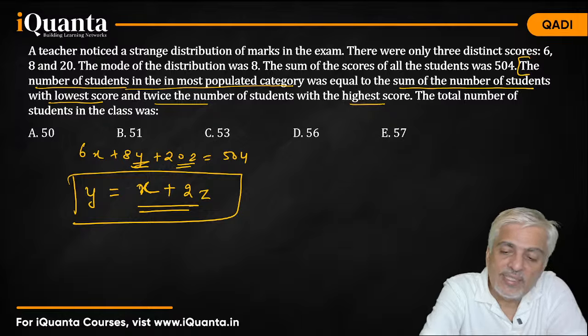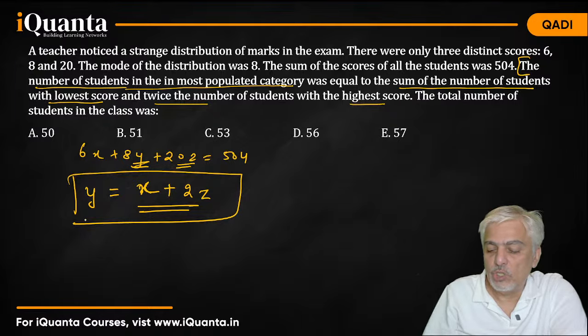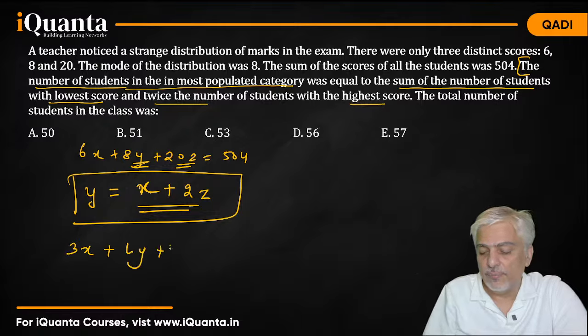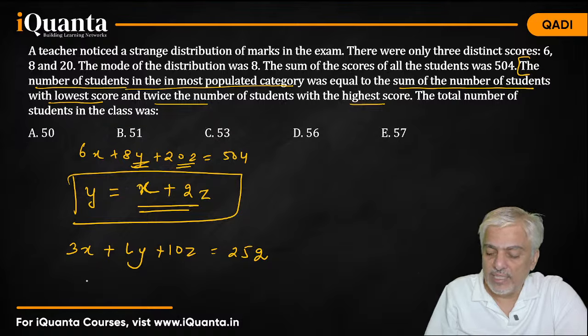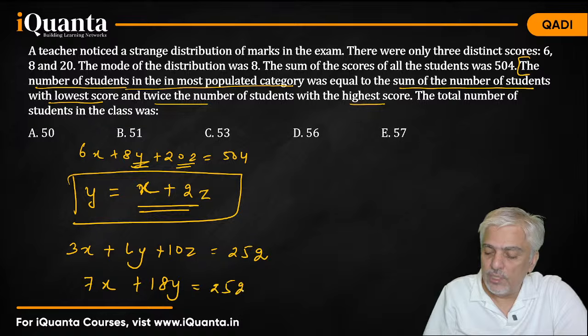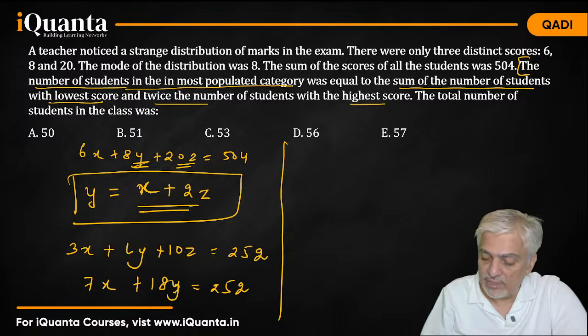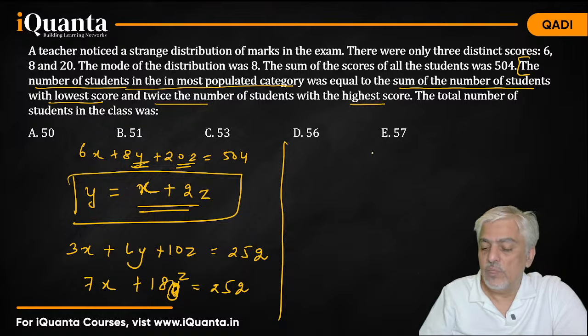Yeah, so we got y is greater than x, no? When we solved, what did we get? y is x plus 2z. So 3x plus 4y plus 10z is 252. 3x plus 4x is 7x plus 10, 18z is equal to 252. So then we did some trial and error. We started with trial and error.